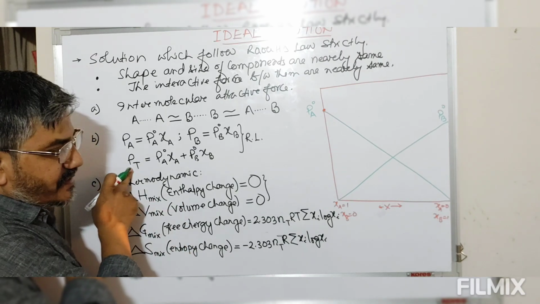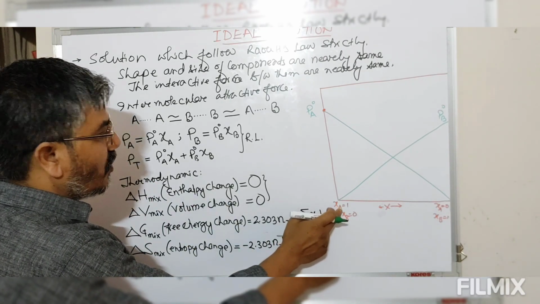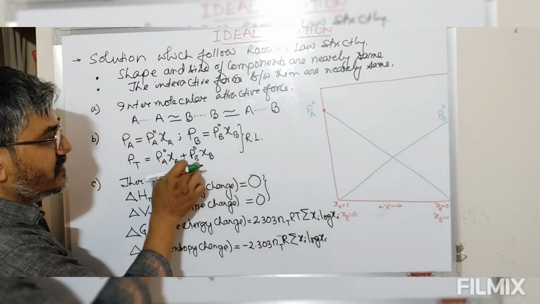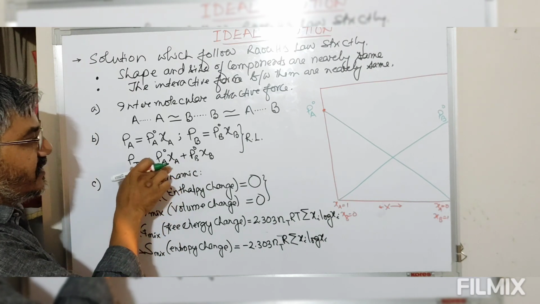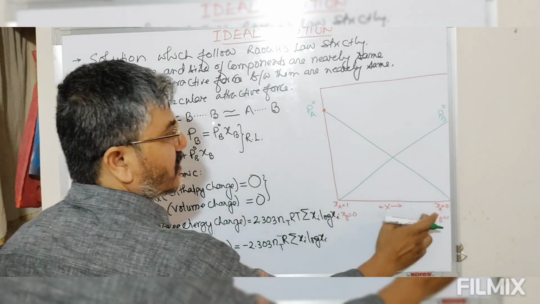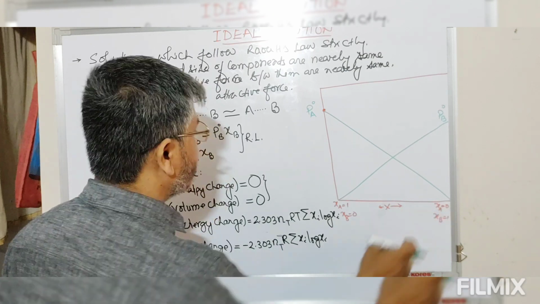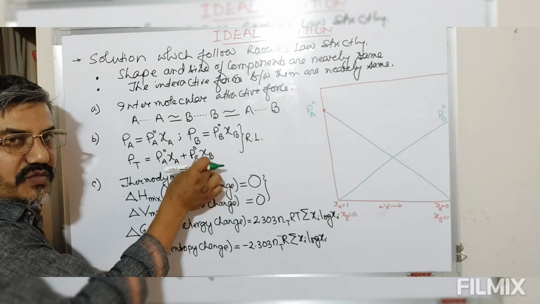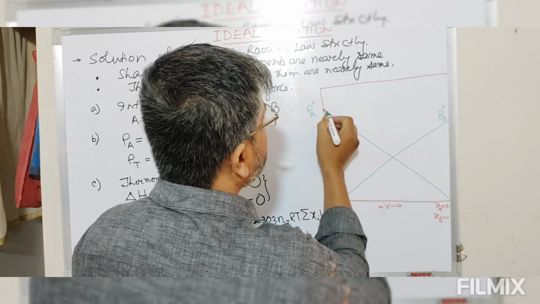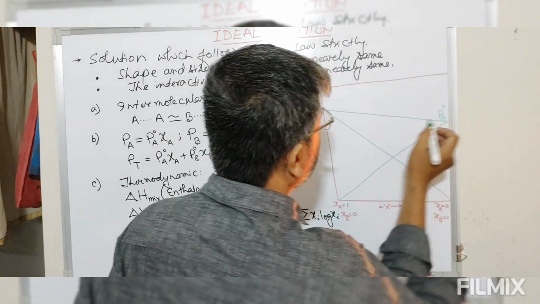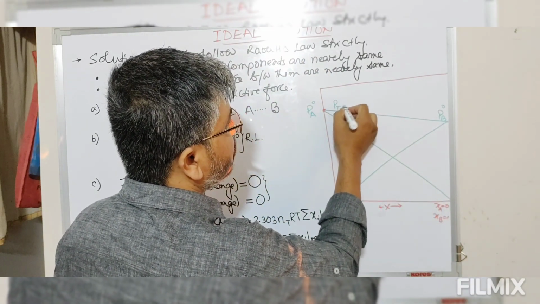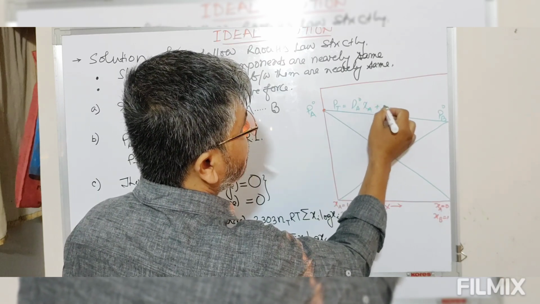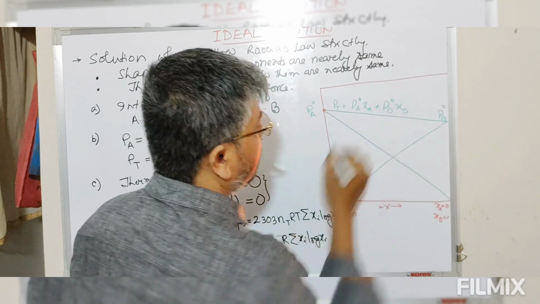And total pressure, look at this. At this point, mole fraction of A is 1, mole fraction of B is 0. So this is 0, so this is 1. So PT is equal to PA naught. At this particular point, mole fraction of B is 1, mole fraction of A is 0. So mole fraction of A 0 means this term is 0. Mole fraction of B 1 means this term comes out to be PB naught. So there is a variation of this graph from PA naught to PB naught. So this is total pressure, which is equal to PA naught XA plus PB naught XB.